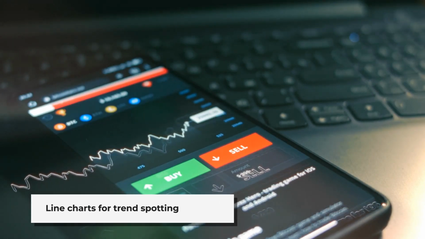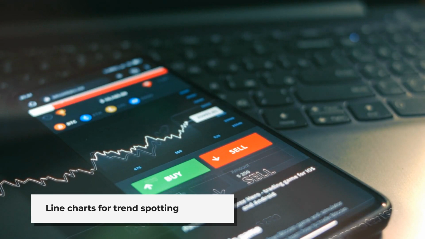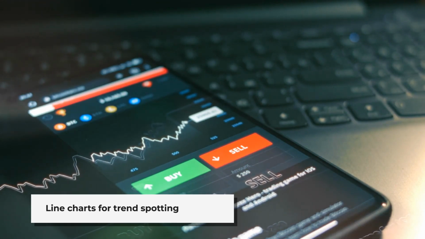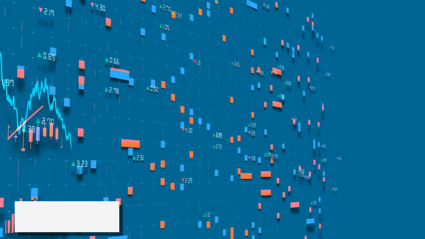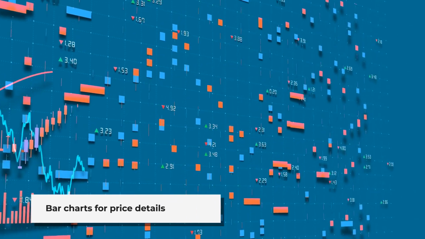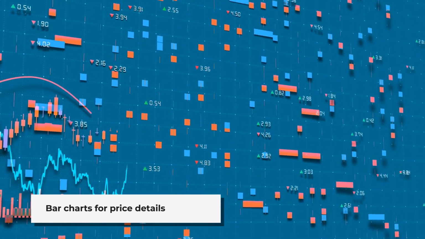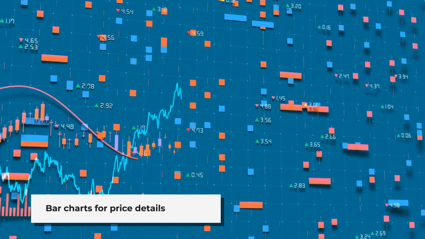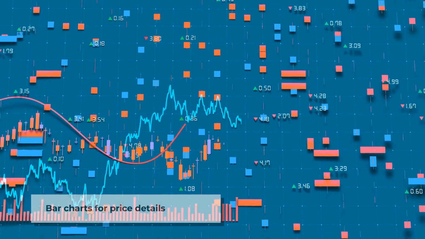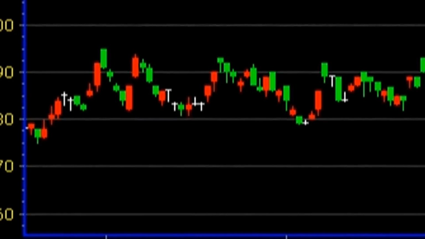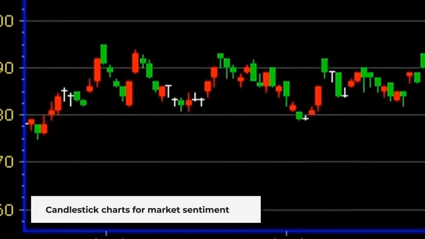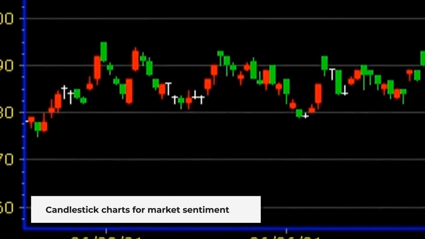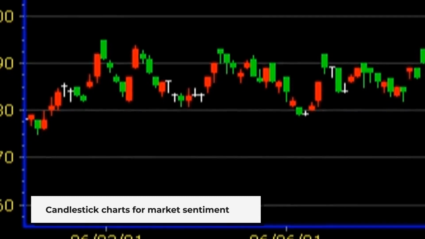Line charts are the simplest form, showing price changes over time with a single line, ideal for spotting overall price trends. Bar charts provide more detail, showing the opening, closing, high, and low prices for each period, useful for understanding the volatility of the stock within a specific time frame. Candlestick charts offer the same data as bar charts, but in a more visually intuitive format, making them popular for identifying market sentiment and potential reversals.